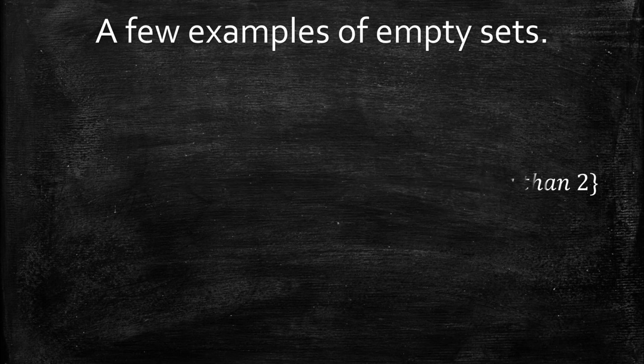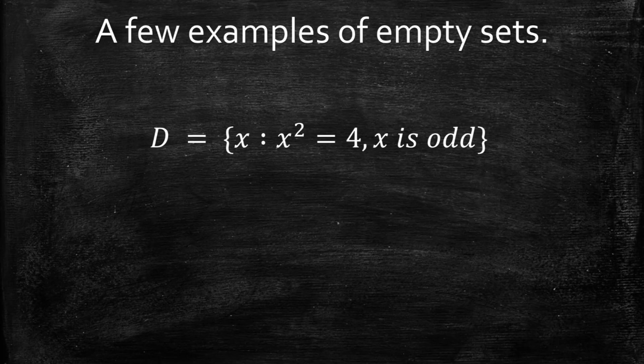Let us take one last example. Let D be the set of all x such that x squared is equal to 4 and x is an odd number. Then D is an empty set, because the equation x squared equals 4 is not satisfied by any odd value of x.